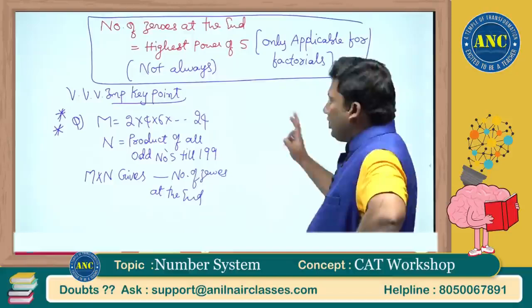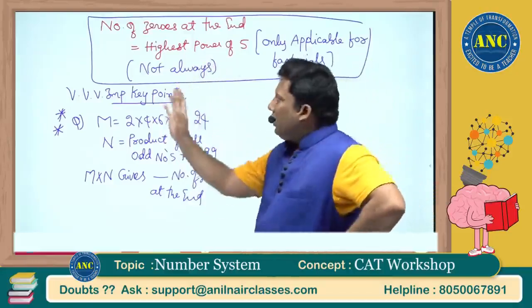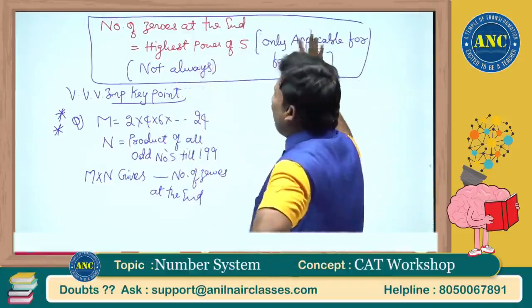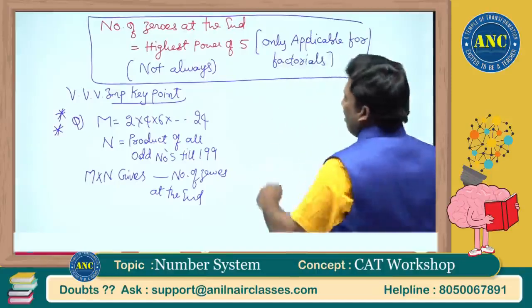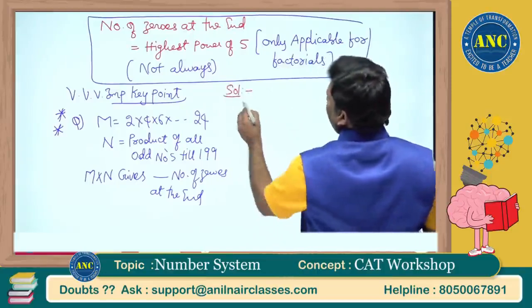You can also teach the teachers this point. Number of zeros at the end is not always the highest power of 5. It is only applicable for factorials. Listen carefully.